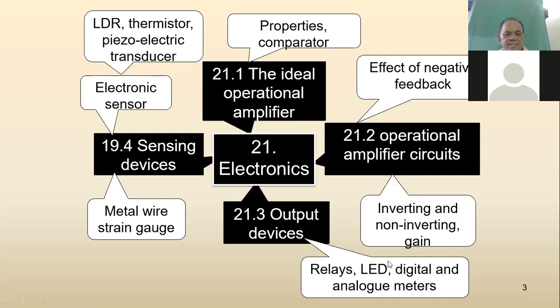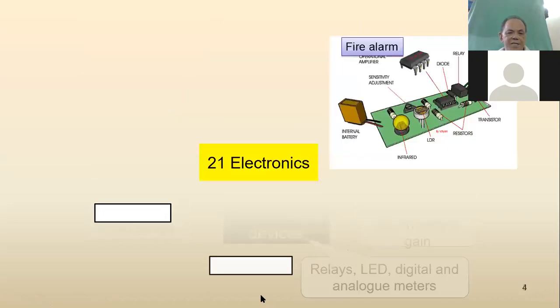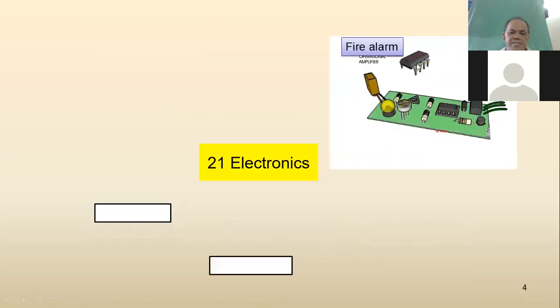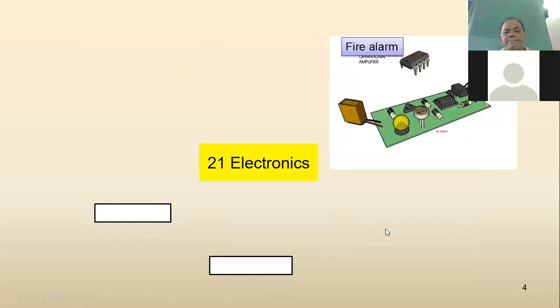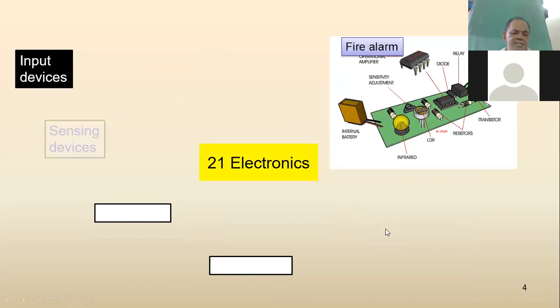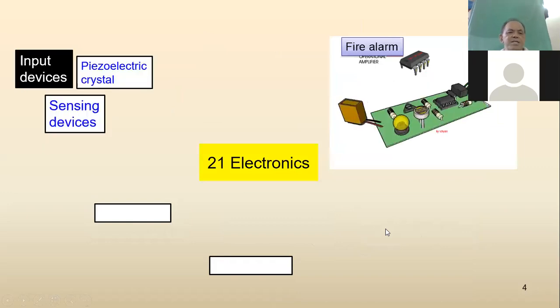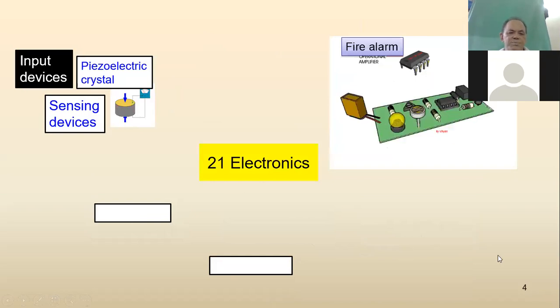These are input devices. They sense what is happening in the environment. This is the output device, telling us visually what happened, like an LED, relay, digital and analog meter. It tells us the voltage has changed. Or in pictorial form, that is the circuit setup for a fire alarm. We look at input devices, or we call them sensing devices. Piezoelectric crystal, that's what is happening. There's a piezoelectric crystal and a voltmeter. As we change the pressure across it, there's a voltage. We can see the voltage changes also.